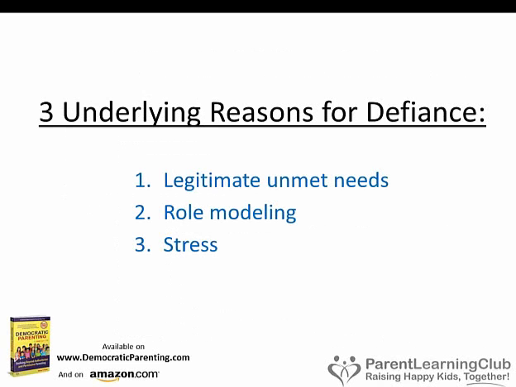All right, and then we have the 3 main underlying reasons for defiance. We have distress, and we have role modeling, the example that they see in the world around them. So, for example, if one parent is often very resistant to the other parent's ideas or lead, then the child will see this behavior and tend to model it as well. And again, legitimate unmet needs, which we discussed, the need for autonomy, the need for attention, and some of the other needs we discussed earlier, and we'll get a lot deeper into these needs as we continue through this webinar.